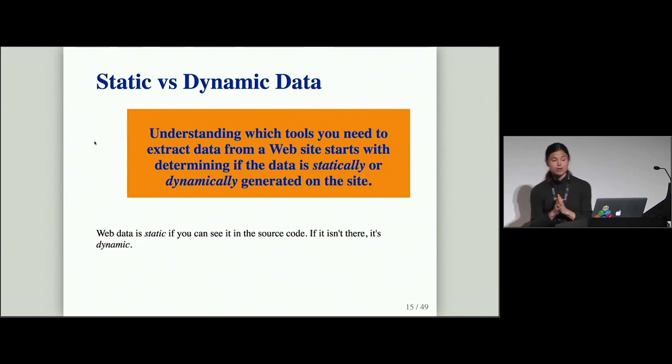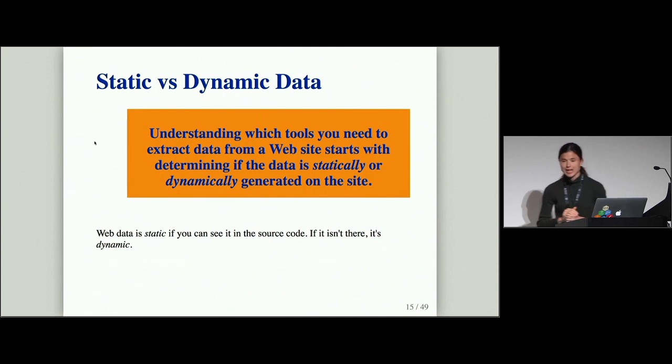It also points out a very basic difference in the way that data is generated on these sites, and that is the difference between static and dynamically generated data. These are two key distinctions in designing your scraping method. The basic difference is that static data is data that you can see when you look in the source code. It is in the HTML. If it isn't there, that means it's dynamically generated.